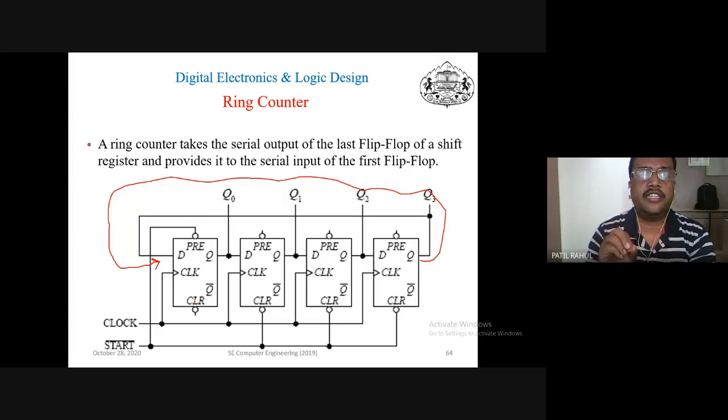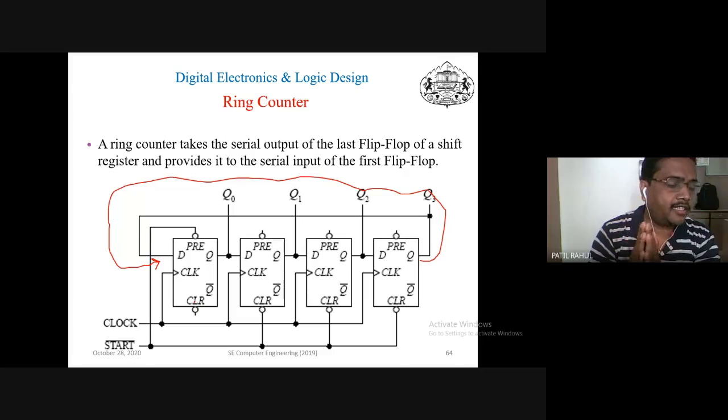Here there are two inputs. First is the preset and second is the clear. These two inputs are nothing but asynchronous inputs. You can also say that these inputs are overriding inputs. Means the preset and clear inputs have another name, which is the overriding input.